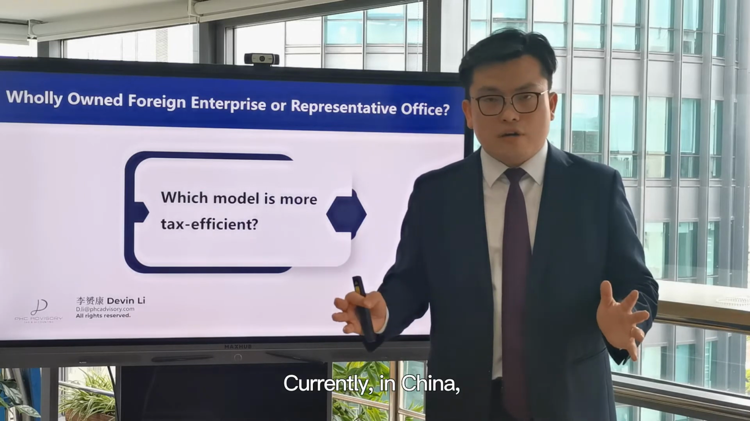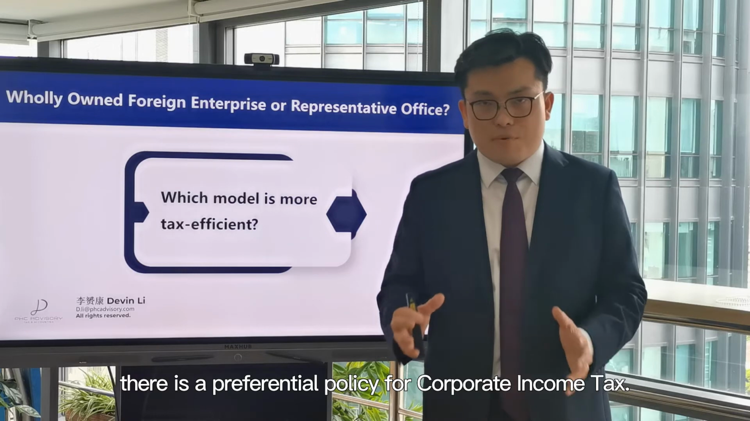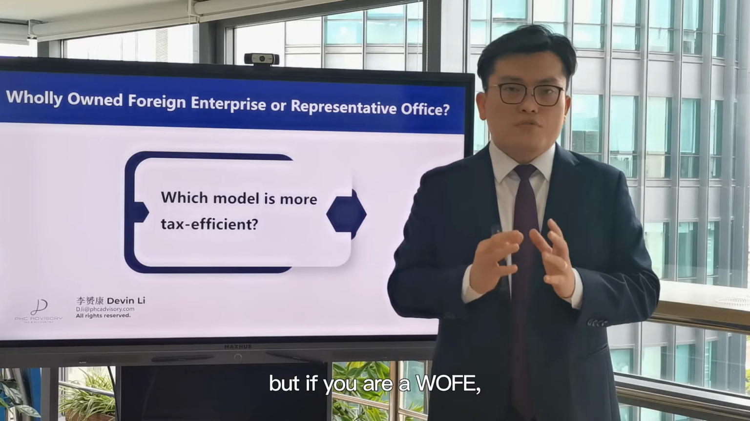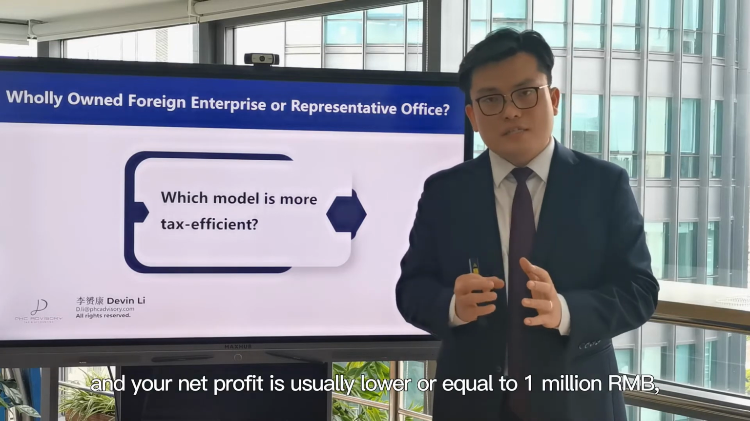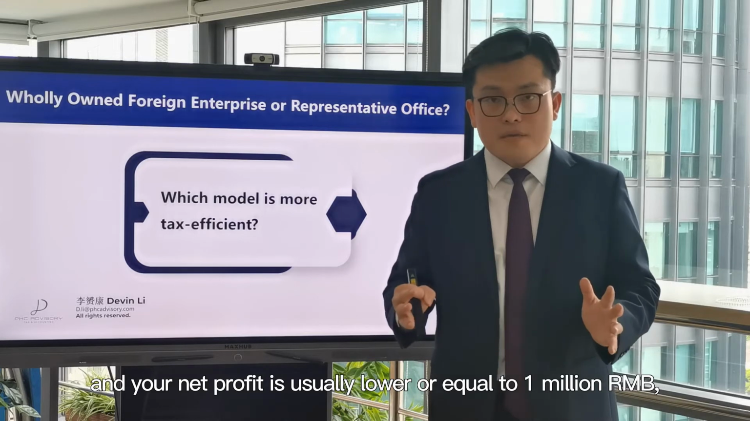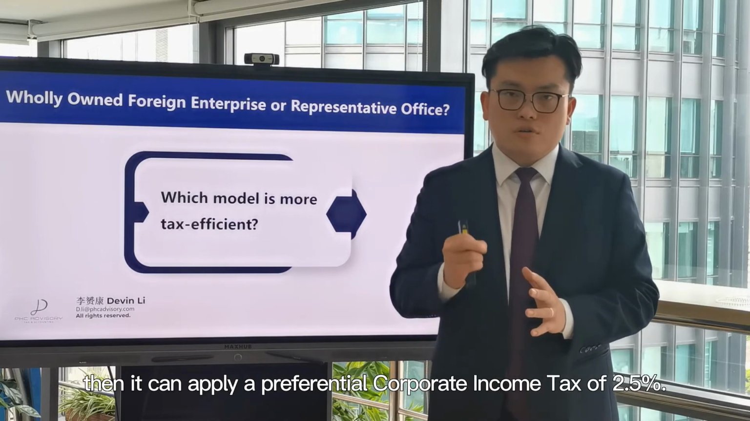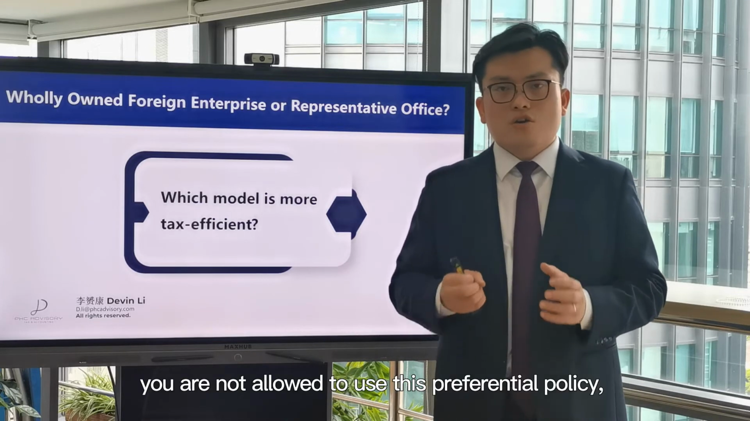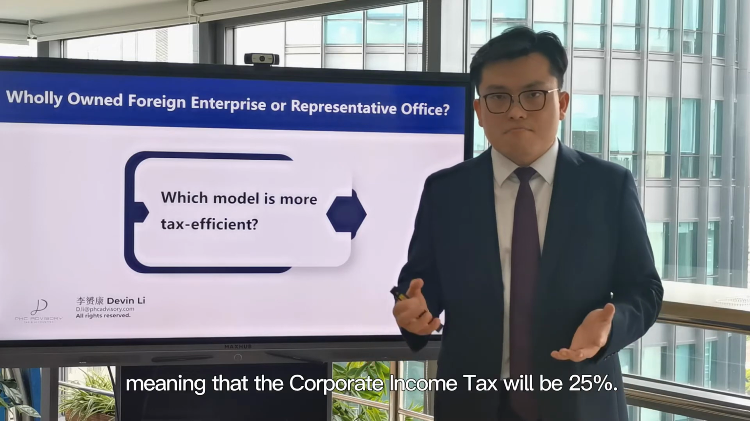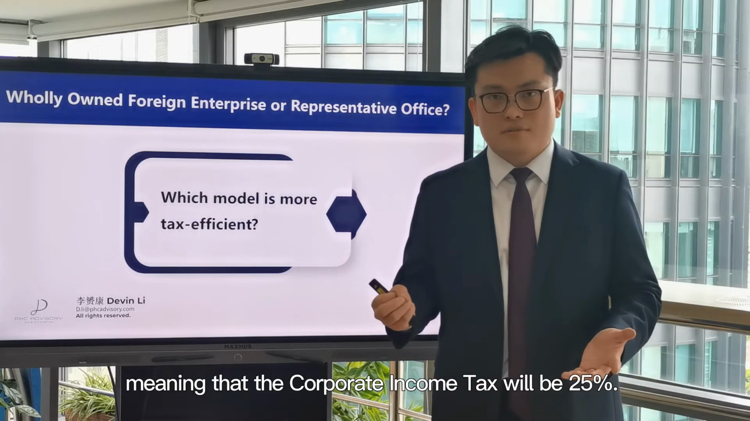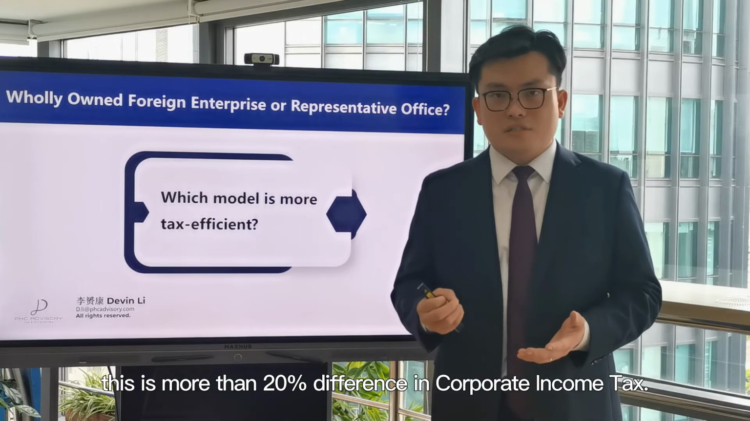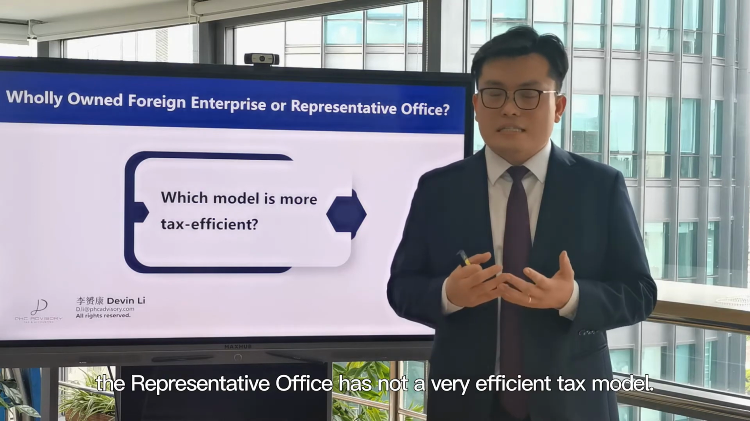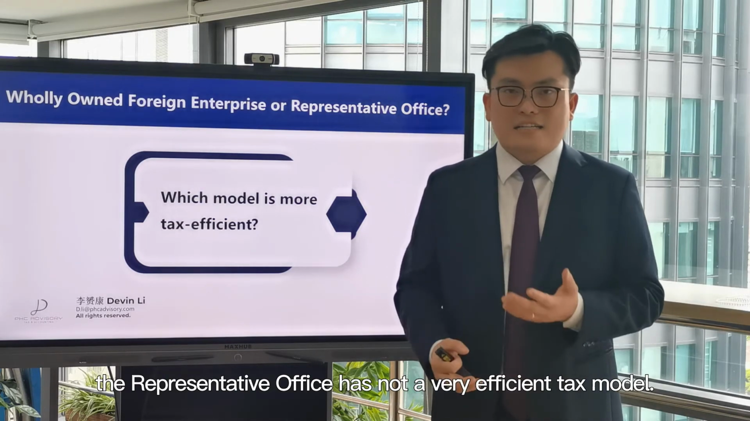And currently in China, there's a preferential policy in corporate income tax. The standard CIT rate is 25%. But if you are a WFOE and your net profit is lower than or equal to 1 million RMB, then you can use the preferential corporate income tax rate of 2.5%. But if you open as an RO, you are not allowed to use this preferential policy, meaning your corporate income tax is 25%. You can see this is more than a 20% difference in the corporate income tax. So I would say a representative office does not have a very efficient tax model.